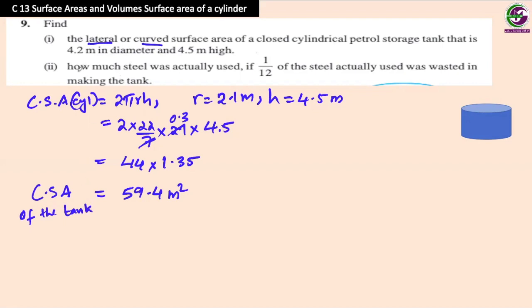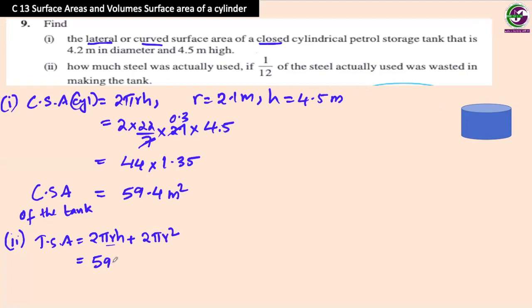Next, we have to find how much steel was actually used, if 1 by 12 of this steel was wasted in making the tank. So first of all, we need to find the total surface area because they said it is closed. So we will find total surface area first. The total surface area of a cylinder is 2 pi r (r plus h), but that can also be written as 2 pi r h plus 2 pi r square because we have the curved surface area with us.